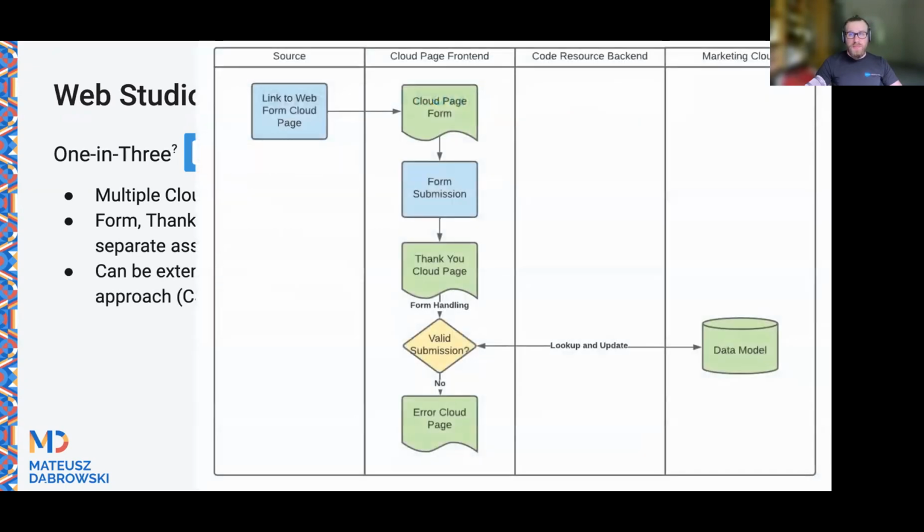And the diagram is slightly different, because now when someone goes to the cloud page form, after the form is submitted, they will get to the thank you cloud page. In the thank you cloud page, there will be a form handling, which will be checking whether we can submit this form to Marketing Cloud or not. If yes, it is staying on this thank you page. If not, it will redirect to the error cloud page.